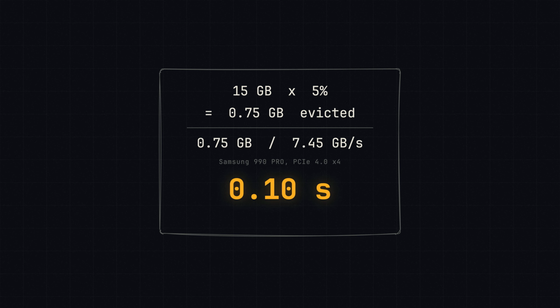What does that eviction cost? Say 5% of a 15 gigabyte model gets evicted. That is 0.75 gigabytes. Over a modern NVMe link at roughly 7 gigabytes per second, reloading it costs about 1/10 of a second. That is the trade, a barely noticeable stutter in exchange for instant starts and a machine that stays usable. Now the payoff on 10 seconds versus 10 minutes.